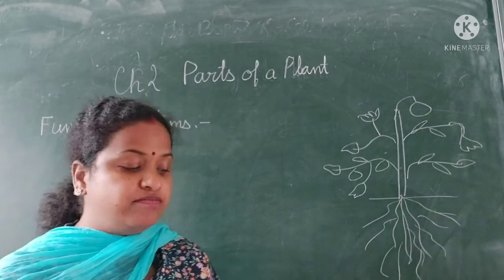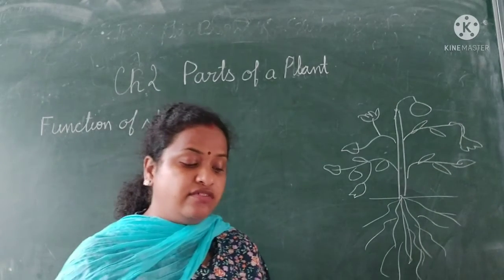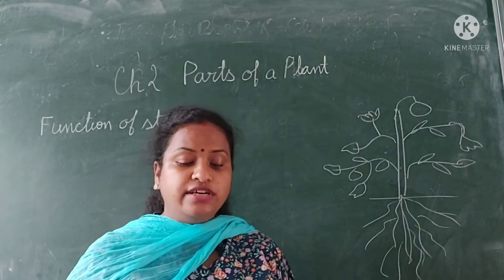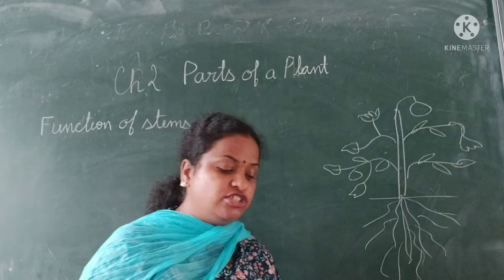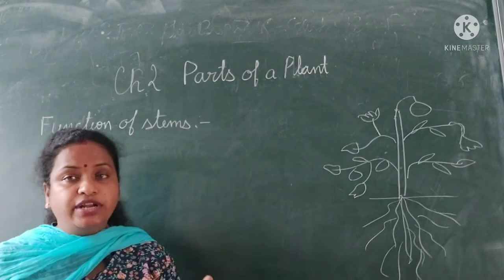Some stems become thick as they store extra food prepared by the plant. Sugar cane, potato, ginger are some examples of such stems. Potato and ginger are underground. Have you seen potato and ginger?